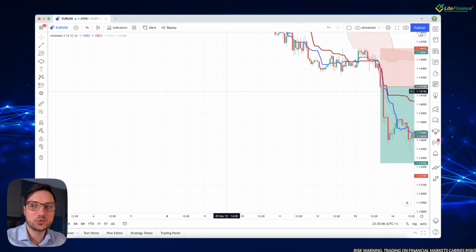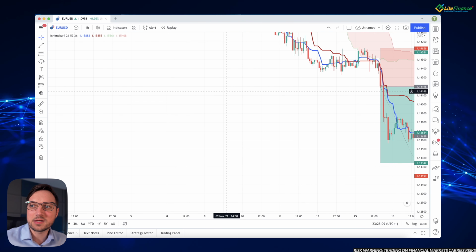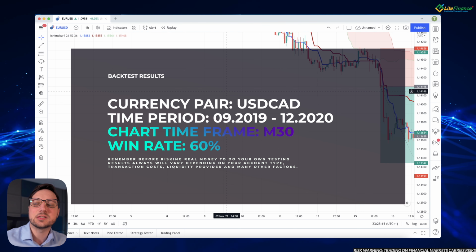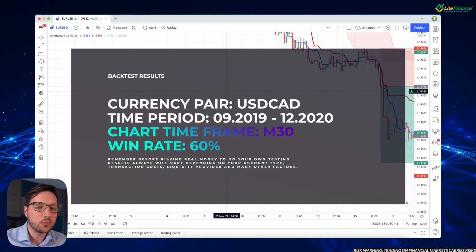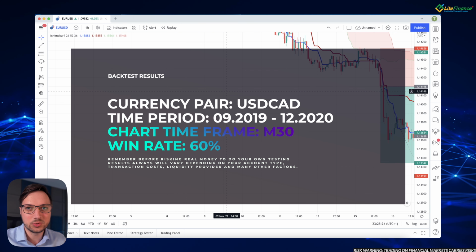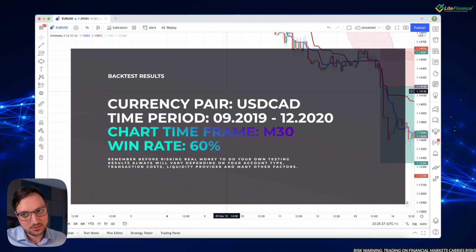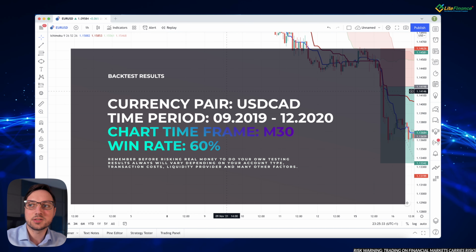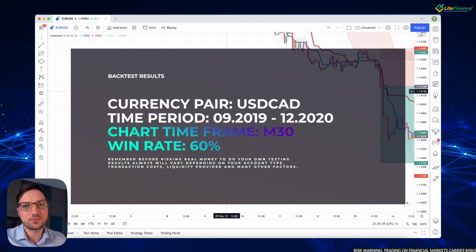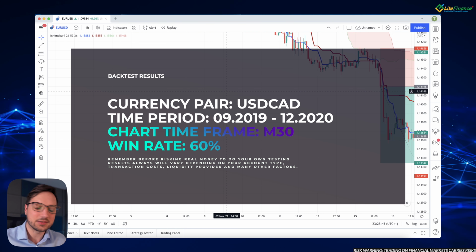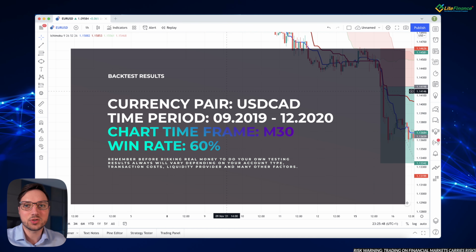Now let's go to the juicy numbers of the backtest. I was analyzing the currency pair USD CAD, and the time period was from September 2019 till December 2020. So the pandemic period, where the market was very volatile, was also included in this backtest. So it is another additional point for this strategy, that it was behaving very well during such a time period. The time frame was M30, and as for the win rate, it was 60%, which means that 60 out of 100 trades were profitable.